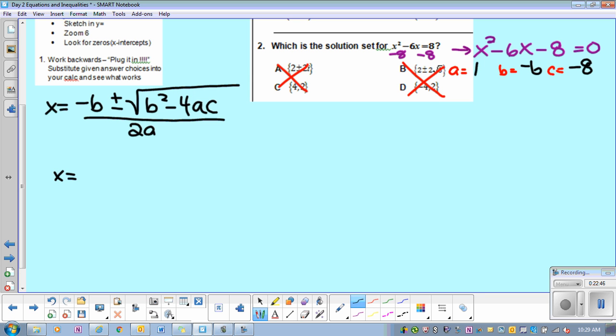x equals, what is opposite your b number? Positive 6 plus or minus the square root of b squared. Make sure you put your b in parentheses. -6 squared minus 4ac, all over 2a, all over 2 times 1, right? All I did was just plug in my a, b, and c.